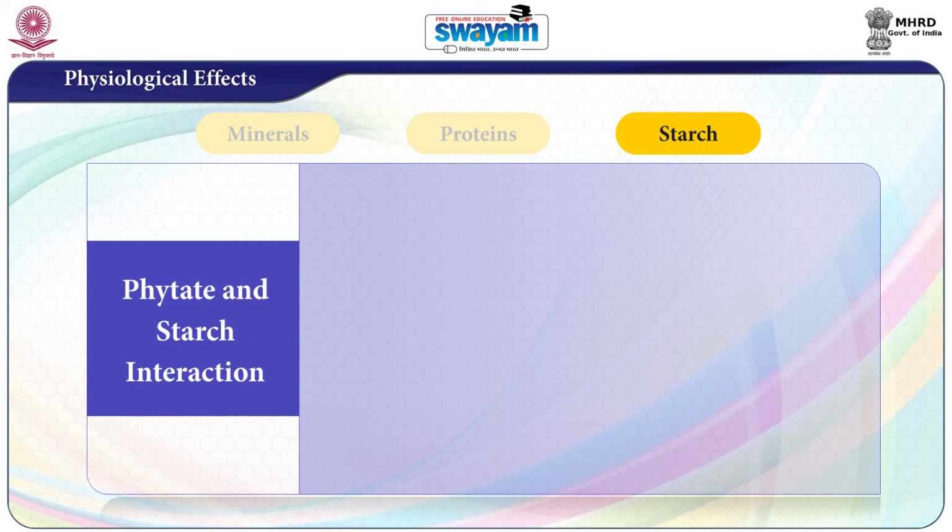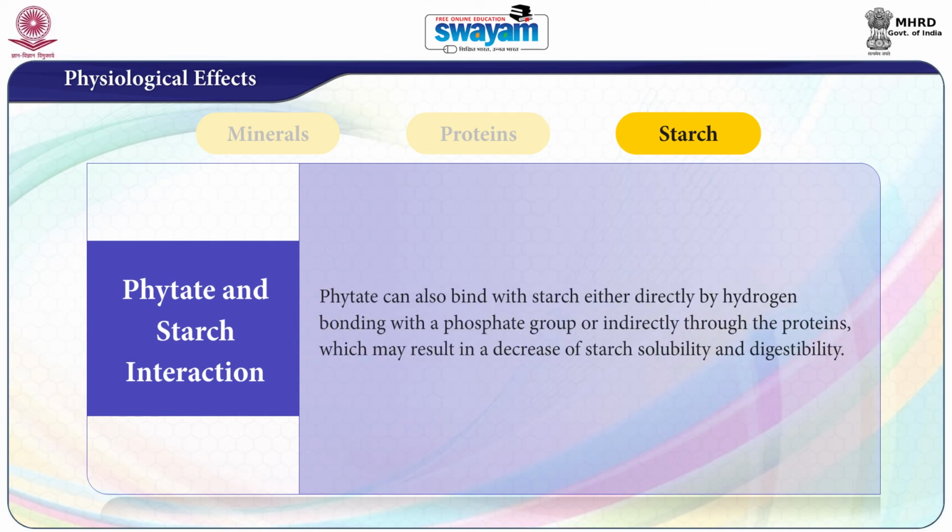And the next one is phytate and starch interaction. Phytate can also bind with starch either directly by hydrogen bonding with a phosphate group or indirectly through the proteins, which may result in a decrease of starch solubility and digestibility.